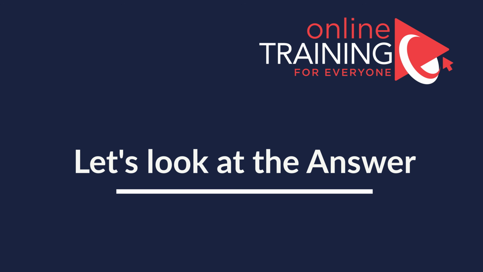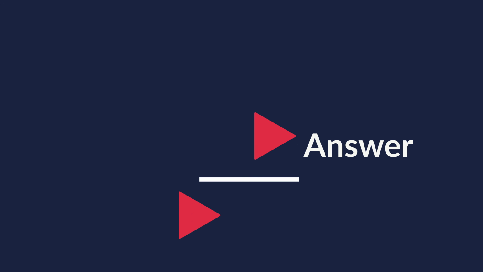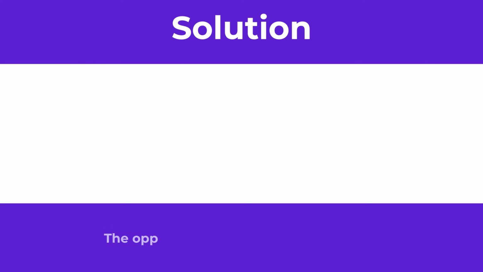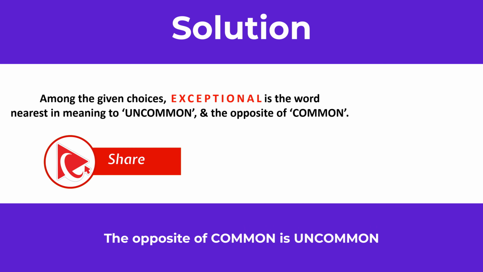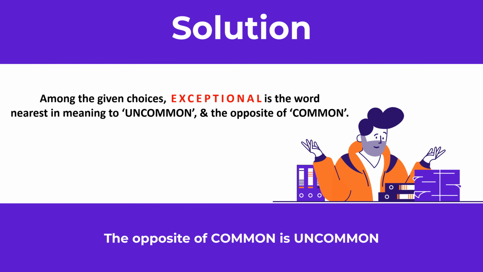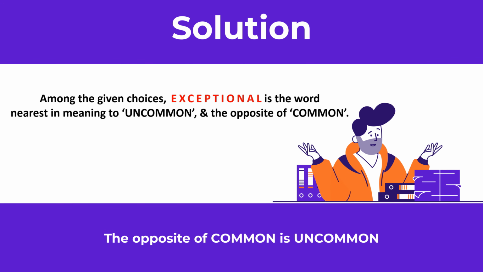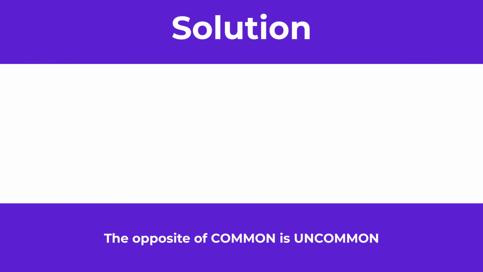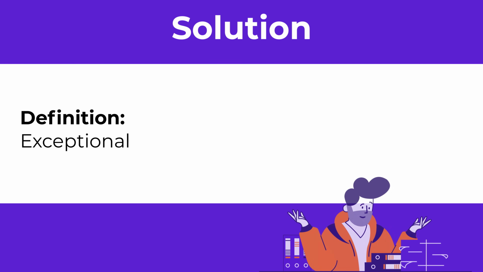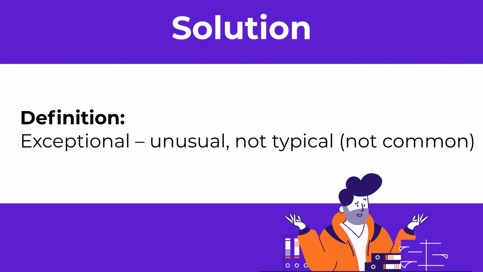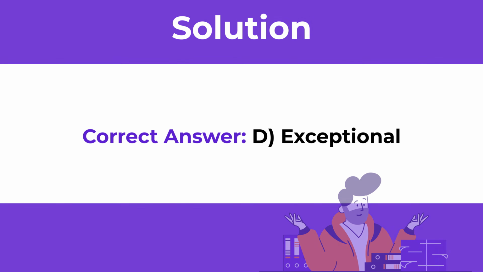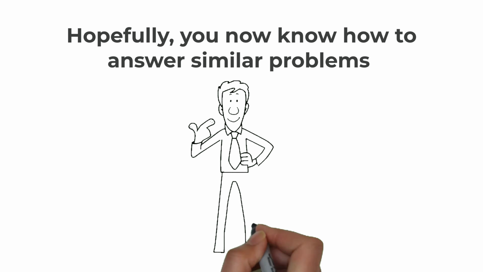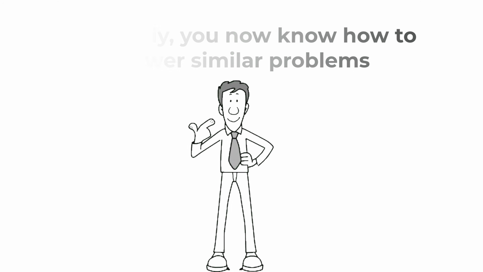You can come up with the correct answer by thinking logically. For example, the opposite of the word common is the word uncommon, which means that among the given choices, exceptional is the word which is closest to meaning of uncommon, and which is also the opposite of common. Let's look at the definition. The definition of exceptional is unusual and not typical, which is not common. So the correct choice here is choice D, exceptional. Hopefully you've nailed this question and now know how to answer similar problems on the test.